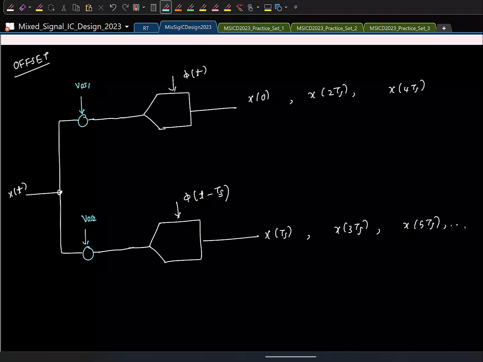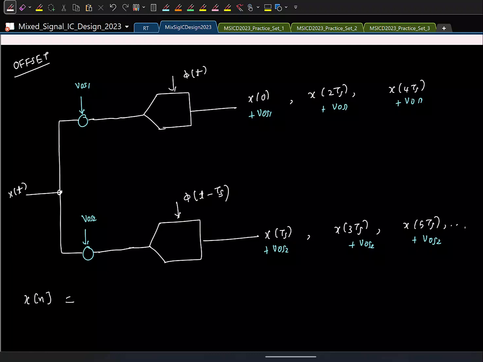Because of the offset, what will be the change I'll have? Here all the samples will be offset by constant VOS1. Here I have VOS2. So when I multiplex the data, what is the final x of n I'll get?